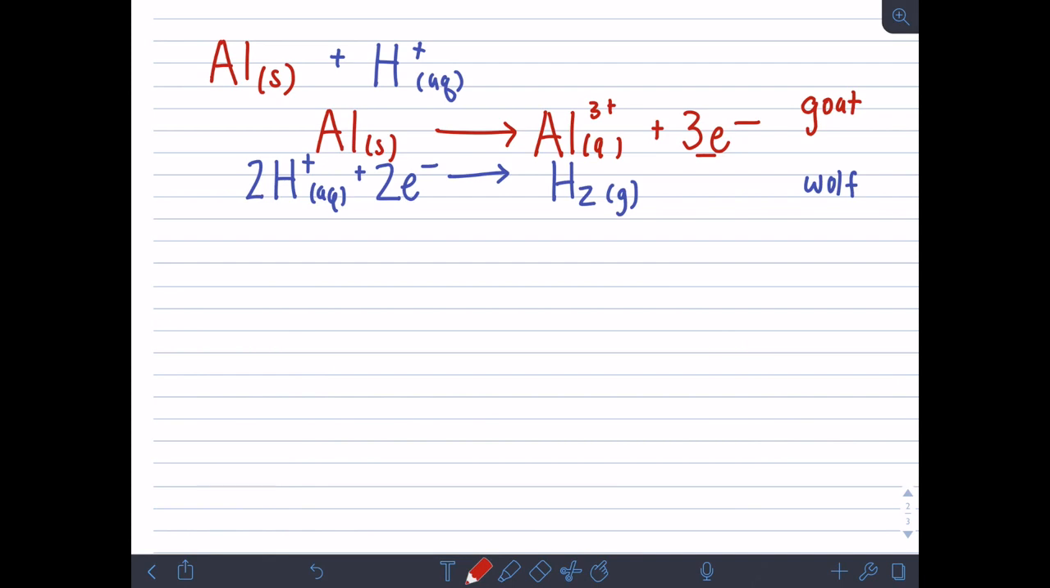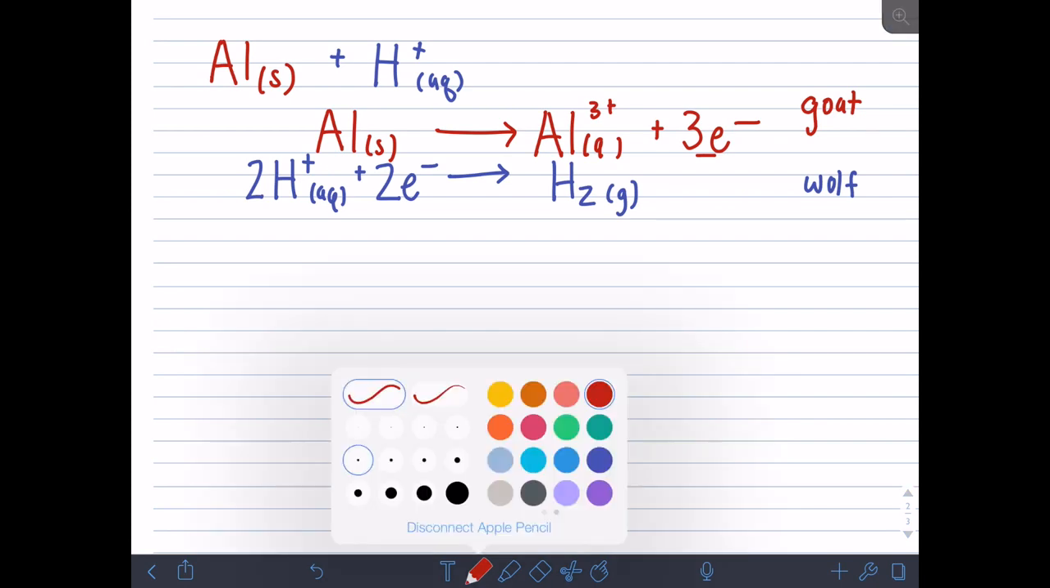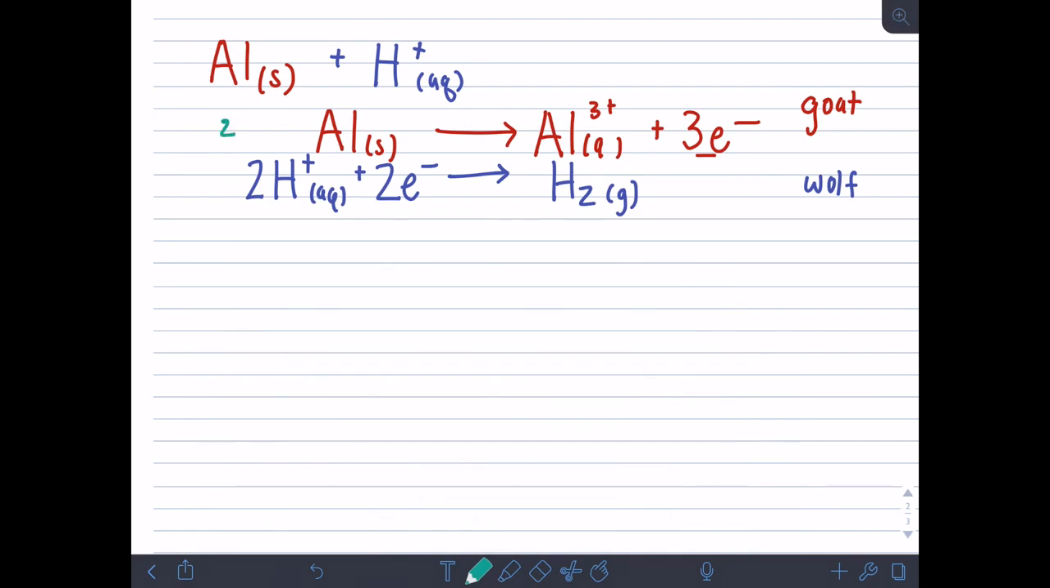Therefore, we'll need to find something to multiply these by to increase the electrons until they're the same amount. We want to transfer the same amount of electrons from one to the other. So for every electron that is given up by the goat, must be taken in by the wolf. And so we'll need to multiply the aluminum reaction by 2.